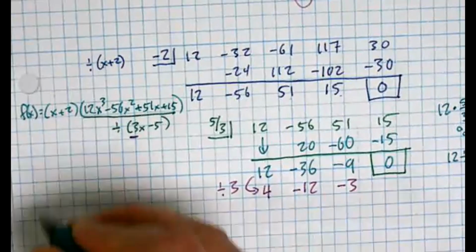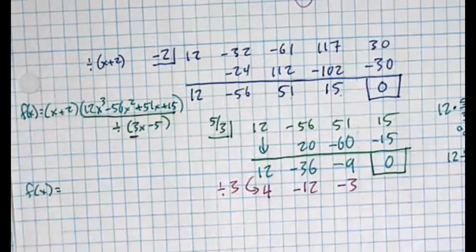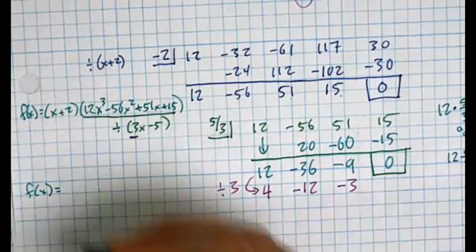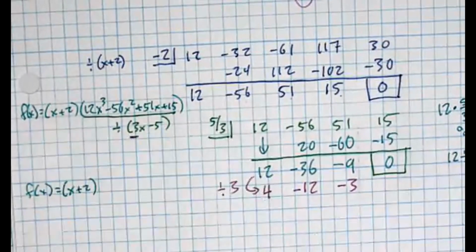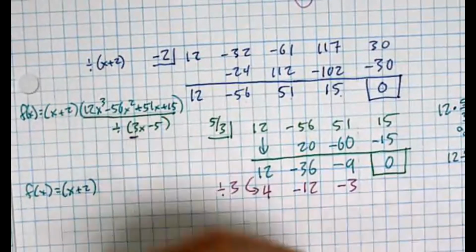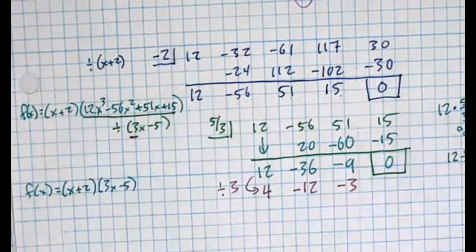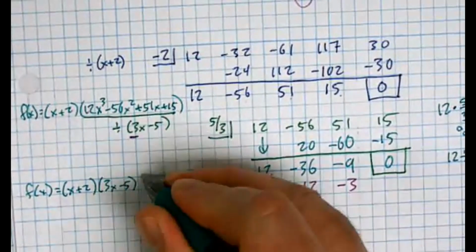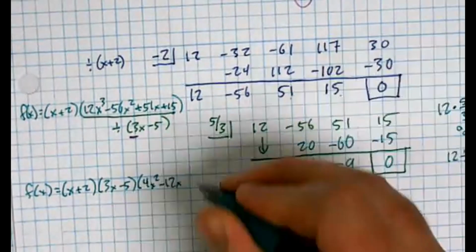So we have now accomplished this. We've rewritten our function as the x plus 2 that we originally factored out. We just divided out a 3x plus 5, or sorry, 3x minus 5. And after doing so, we were left with this, which is 4x squared minus 12x minus 3.